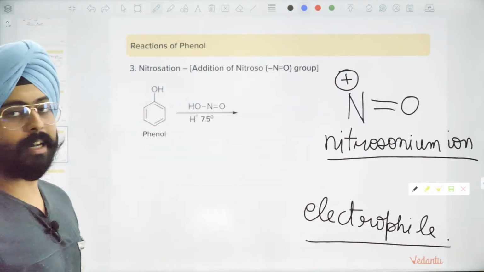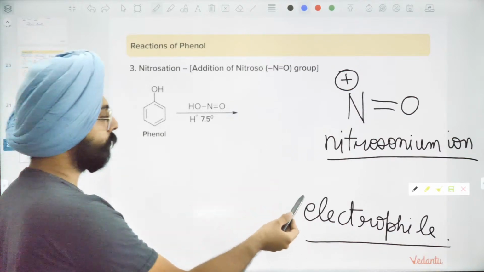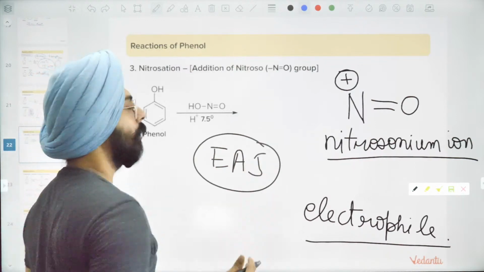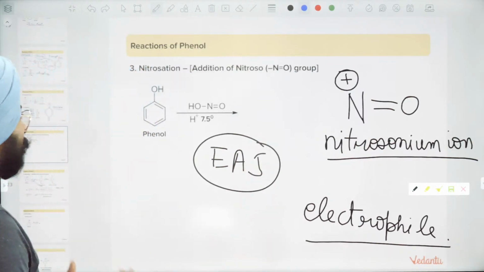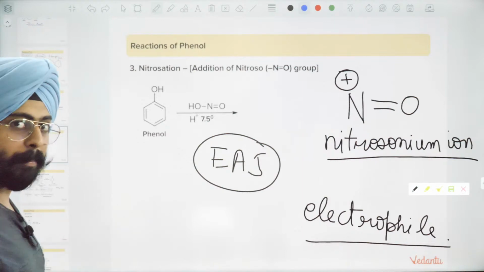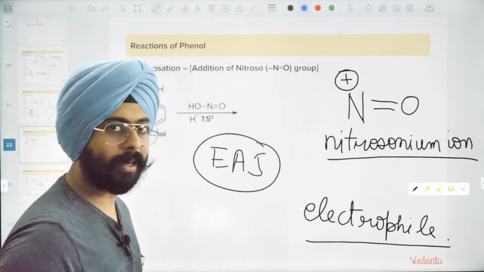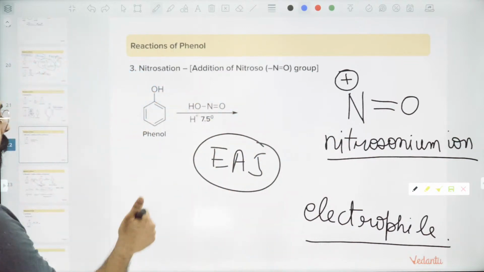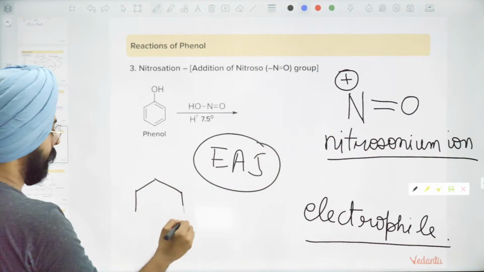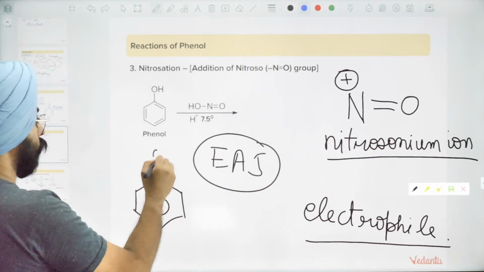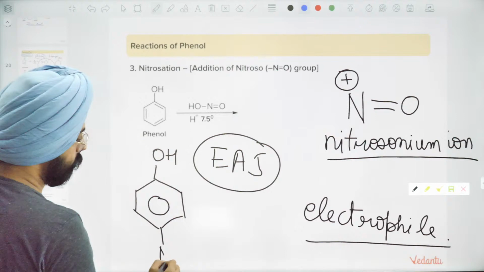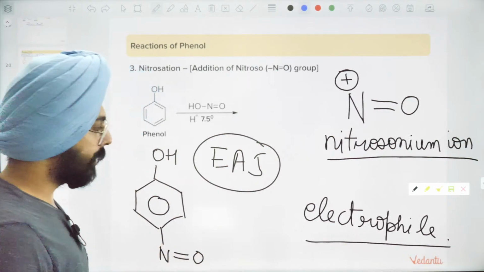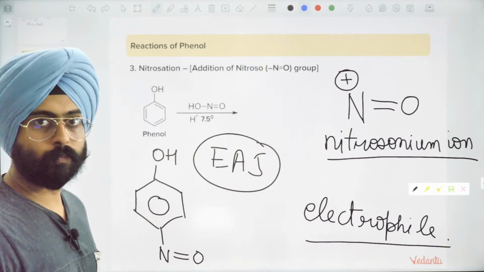So once we have the nitrosonium ion, it can act as the electrophile, and a typical electrophilic aromatic substitution reaction will happen. So electrophilic aromatic substitution, once it happens, you know, phenol is an ortho-para directing group. Para is more favored, yeah. So the final major product that you will get in this particular case is going to be phenol that has a nitroso at the bottom. ठीक है, नीचे एक बन जाएगा आपके पास नाइट्रोसो.